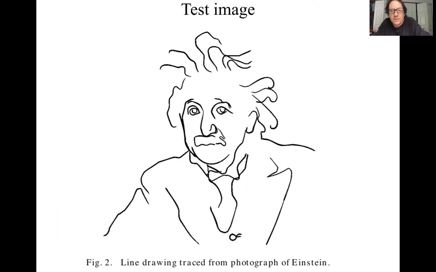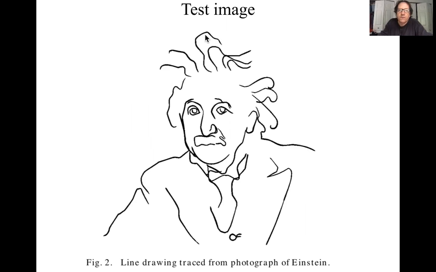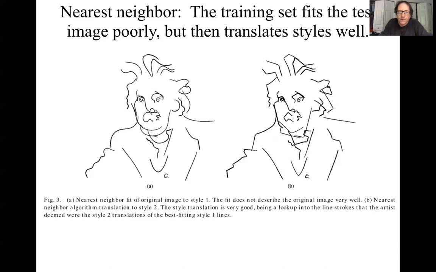Okay, so here's the test image, also drawn by the artist, traced from a photograph of Einstein. So let's look at some of the ways that you might think to do the fitting and translation. So remember, we have this data set of 5,900 lines, examples, and for each one of the original lines of this drawing, you can just find the nearest neighbor in the data set that best captured this line. That gives you this rendering, this fitting rather, of the input drawing by the data set of artist-drawn lines.